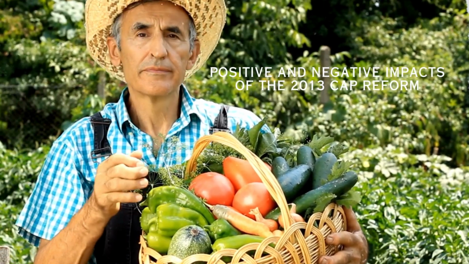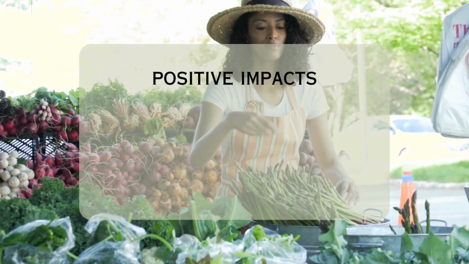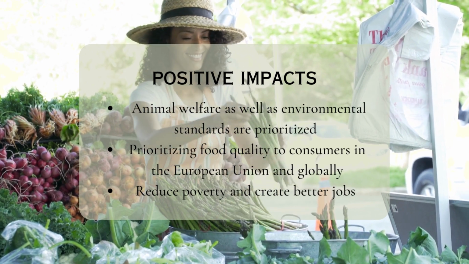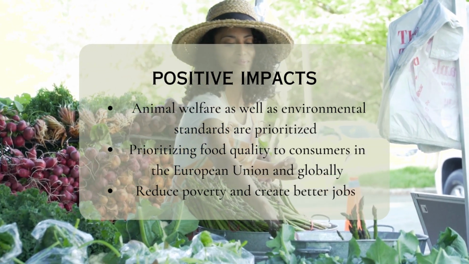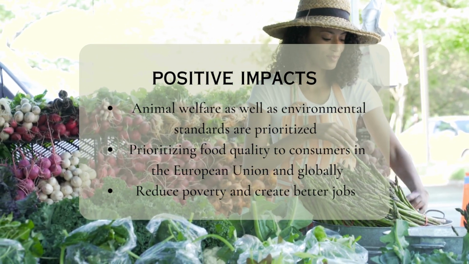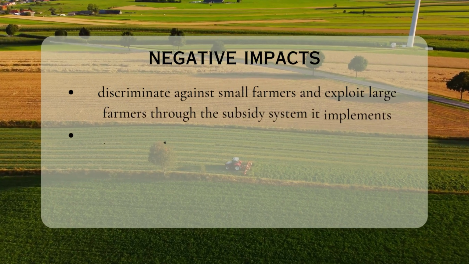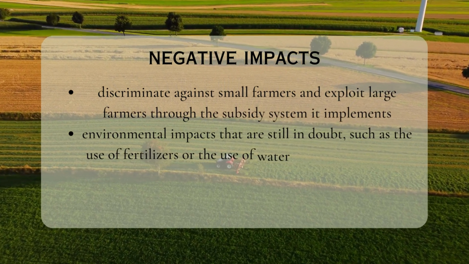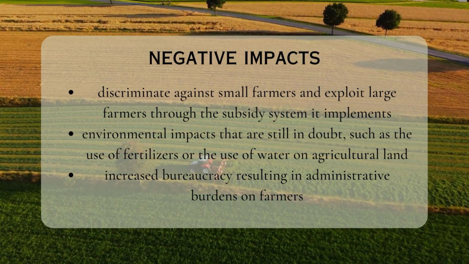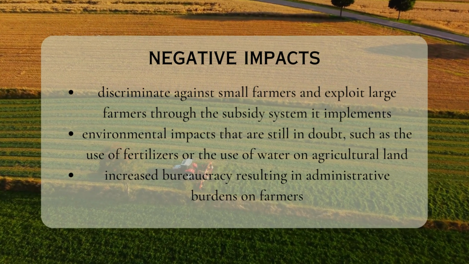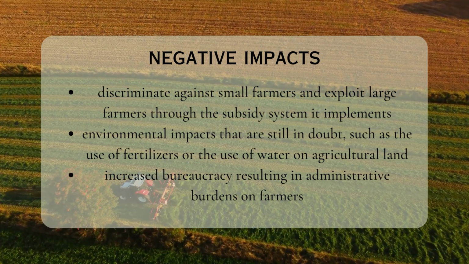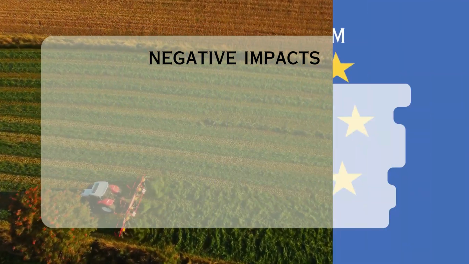Positive and negative impacts of the 2013 CAP reform. Positive impacts: animal welfare as well as environmental standards are prioritized, prioritizing food quality to consumers in the European Union and globally, reducing poverty and creating better jobs. Negative impacts: discriminating against small farmers and favoring large farmers through the subsidy system it implements. Environmental impacts that are still in doubt, such as the use of fertilizers or the use of water on agricultural land. Increased bureaucracy resulting in administrative burdens on farmers.